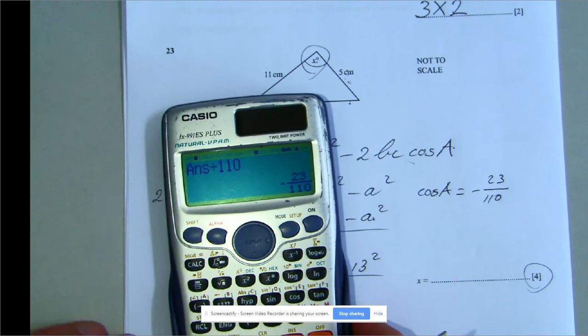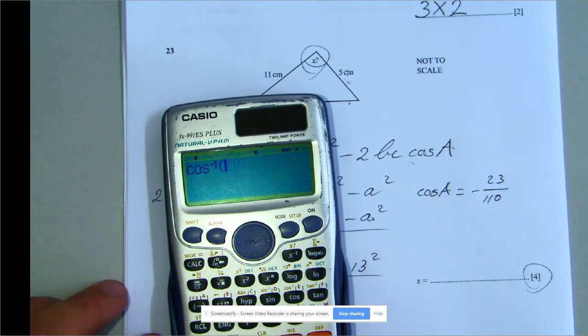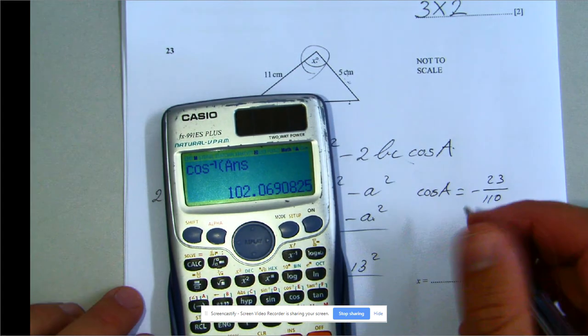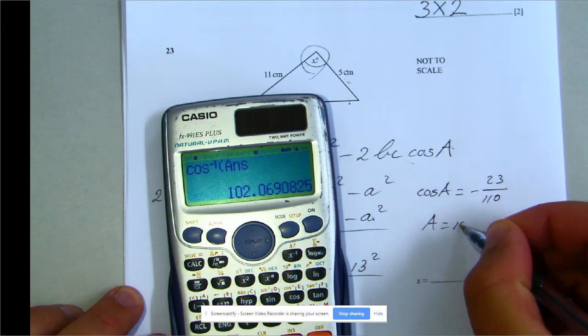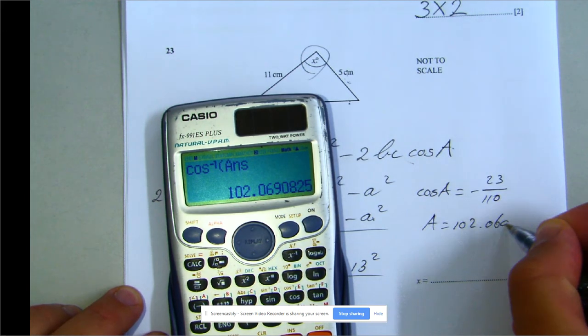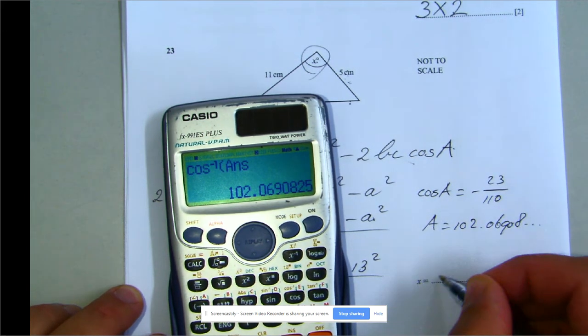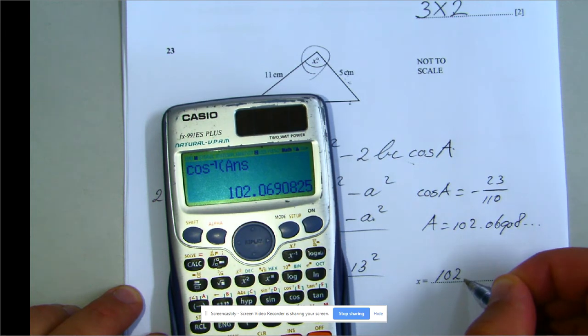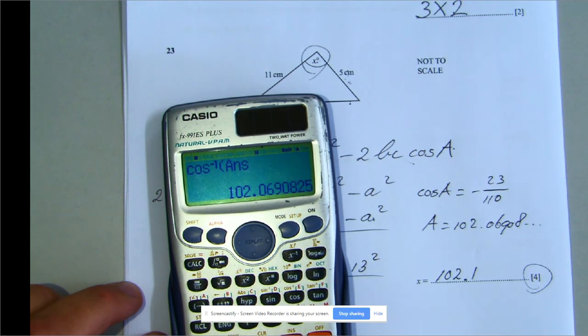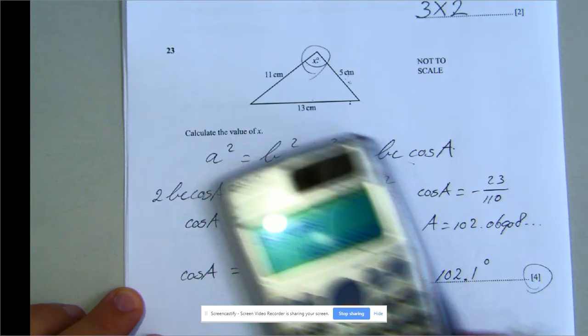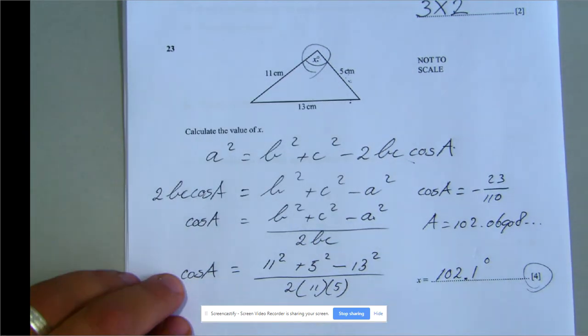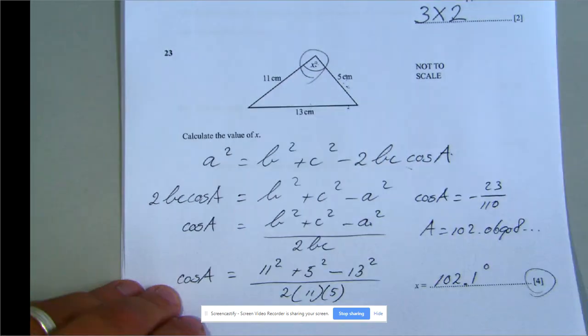So to find the angle, shift cos, answer, equals, and then A. Let's write down quite a few decimals, and then we round. It's an angle, so 1 decimal place: 102.1 degrees. Beautiful, lovely questions, cosine rule. You know you're going to get it, so you can prepare for it, and then you just do it.